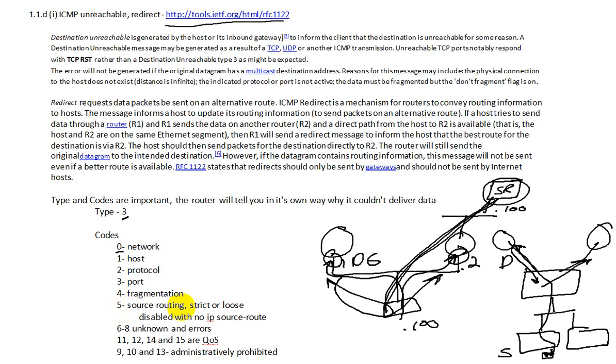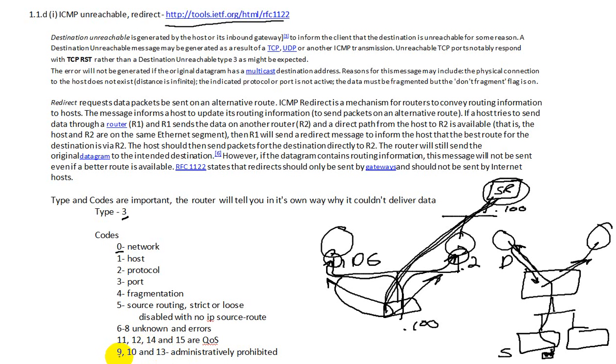Type 5 is a source routing, strict or loose, disabled with no IP source route. 6 to 8 is unknowns and errors. 11, 12, 14, and 15 are for quality of service, and 9, 10, and 13 are administratively prohibited, where you may have a port shutdown, or you might have an access list that's blocking a particular port.